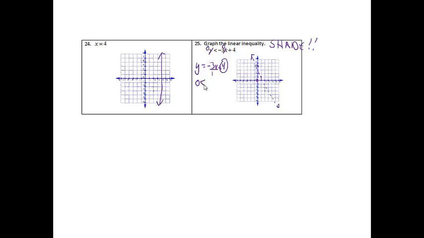So I'm going to get 0 is less than negative 3 times 0 is 0. 0 plus 4 is 4. So is it true that 0 is less than 4? Yes, it is true. And so we will shade the side of the line that has the 0, 0 on it. So that's what my answer would look like.